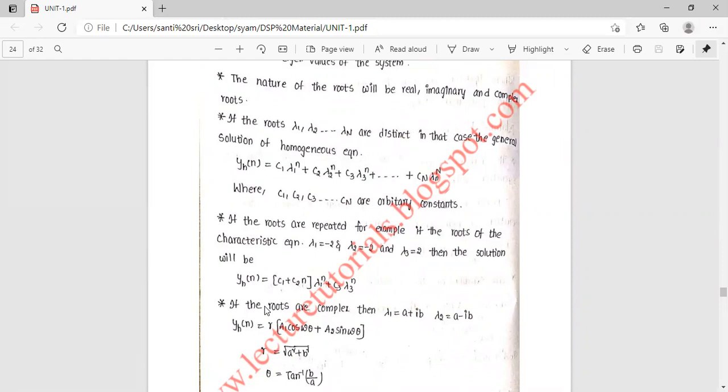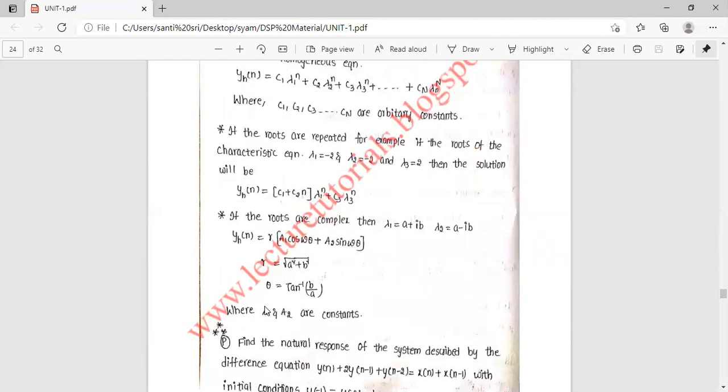If the roots are repeated, for example, if the roots of the characteristic equation lambda 1 is minus 2 and lambda 2 is minus 2 and lambda 3 is 2, then the solution will be yh of n equal to c1 plus c2 n into lambda 1 whole power n plus c3 into lambda 3 power n, right? Here the roots are same, that's why here the solution is like this.